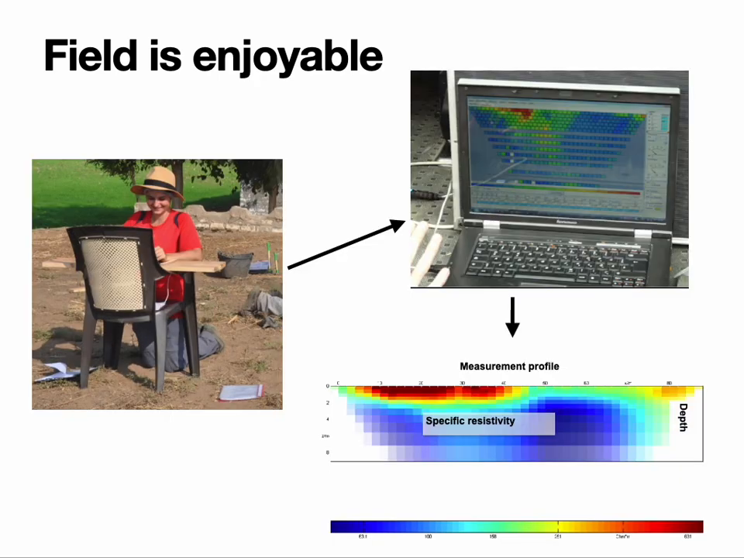But one of the biggest differences is that nowadays we have computers, and with the computers you can directly access information from the subsurface. So you see here a map of specific resistivity along a profile and varying with depth, and we will discuss how this data is basically acquired and processed during this lecture.